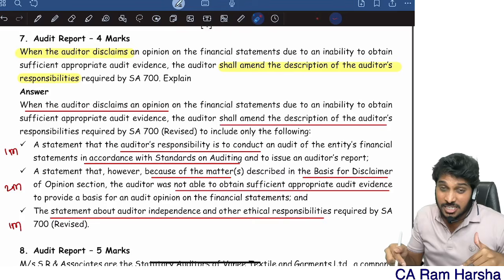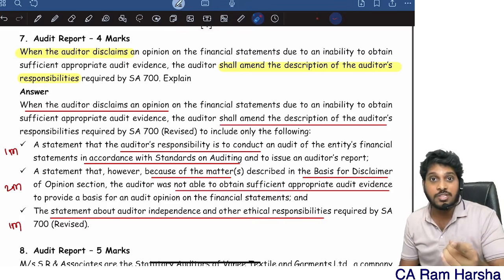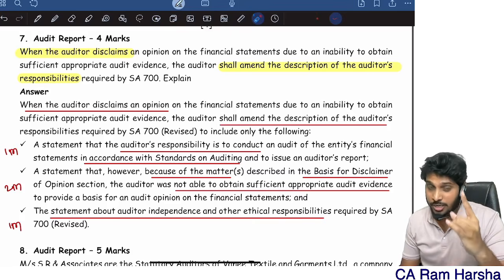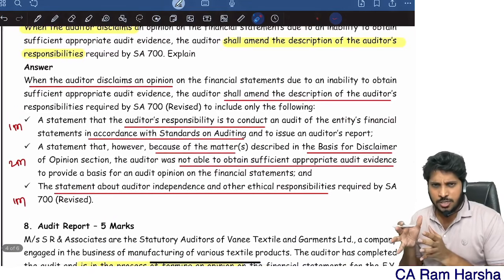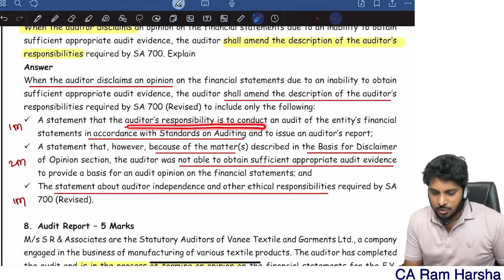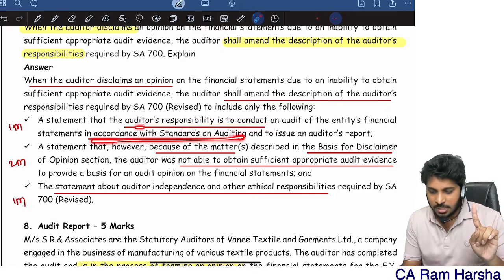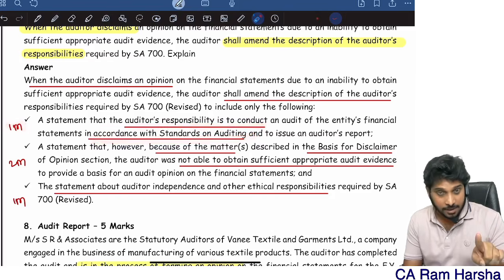Auditor responsibility section has to be amended. See how in-depth the paper is. I already told this in the class. This in-depth is what the question paper will test. Now you see, when auditor is giving a disclaimer of opinion, the auditor responsibility section will have 3 points. First point, auditor responsibility is to conduct audit in accordance with standards. If you write these 2, 1 mark you will get straight away.